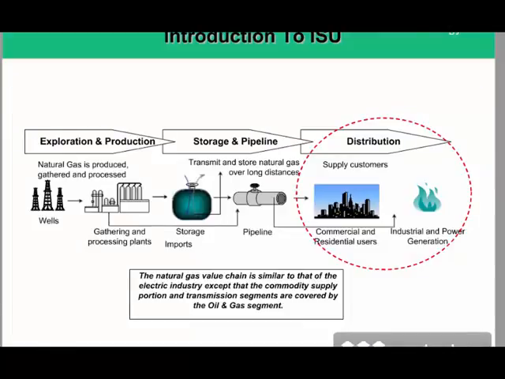This is the natural gas value chain, which is similar to the electricity one that we have seen earlier, but there is a difference here. Actually, supply and transmission segments are covered in the oil and gas segment, but here in SAP ISU we have the distribution segment only. So you can say there is exploration and production, then storage and pipeline, and then there is distribution. The customer can be commercial and residential. They can use this for industrial and power generation.